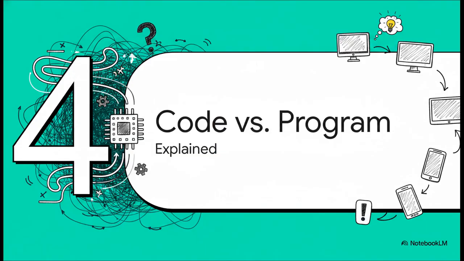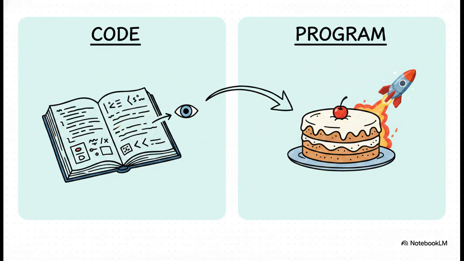Now this brings us to something that trips a lot of people up. We often hear the words code and program thrown around like they mean the same thing, but they're not. They are 2 very distinct stages in this whole creation process. So here's the simple difference. Code is the stuff a programmer writes.